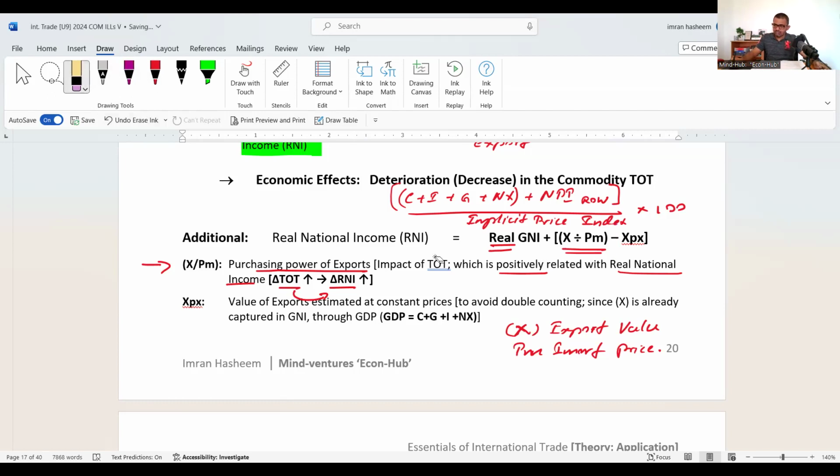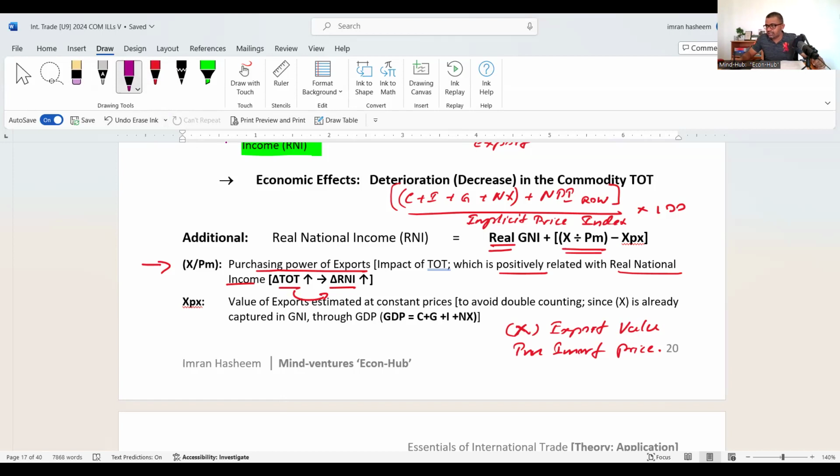What is this minus XPX part? The problem is, if we don't minus the value of exports in real terms or at constant prices at the end, exports are counted twice. What? Exports are counted twice. Look at this. Look at the screen.